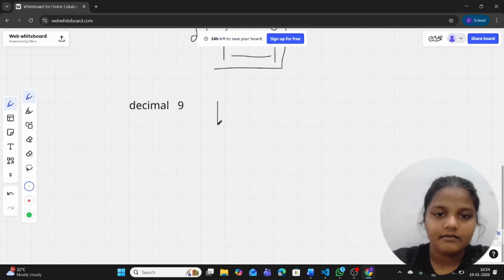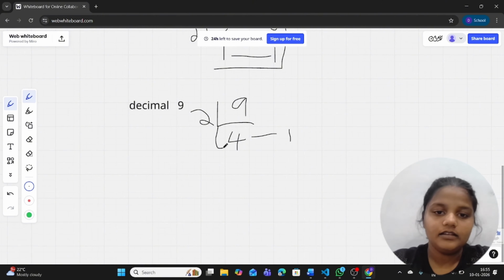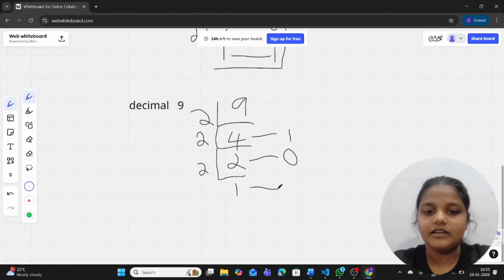First we take that number, 9, and continuously divide it by 2. Two 4s are 8, so here we get 1 as the remainder. Then again we divide it by 2. Two 2s are 4, we get 0 as the remainder. Then again we divide it by 2. Two 1s are 2, we get the remainder as 0.